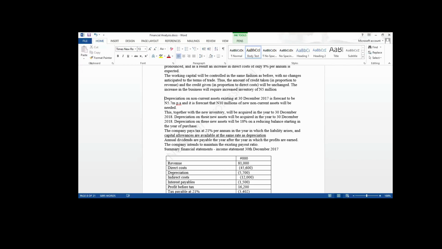Depreciation on the new asset, 18% of 10 million naira. What do you have? 1.8. That is depreciation on the new asset plus depreciation on the existing asset. 1.8 plus 5.7. What do you have, please? 7.5. That means in 2018, depreciation will be 7.5.